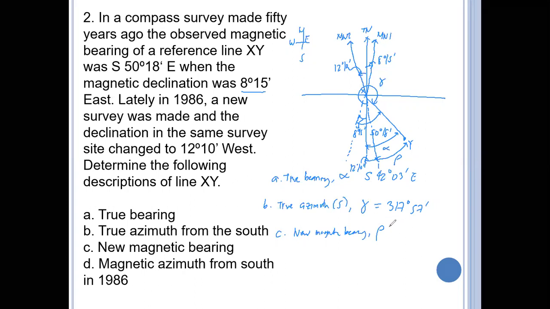So let's try to compute. Obviously, rho here is the value of alpha minus 12 degrees 10 minutes. So our alpha is 42 degrees 03 minutes minus 12 degrees 10 minutes. So this will give us 29 degrees 53 minutes. Since this is a bearing, we need to indicate the direction, so 29 degrees 53 minutes, no? To the east.